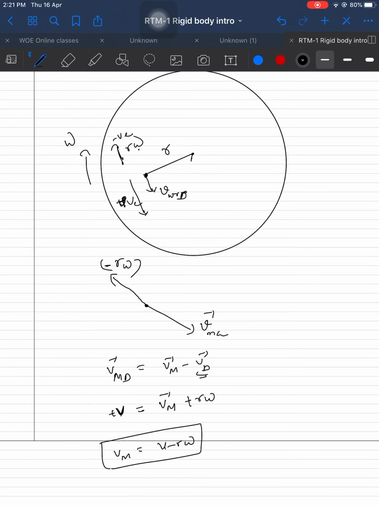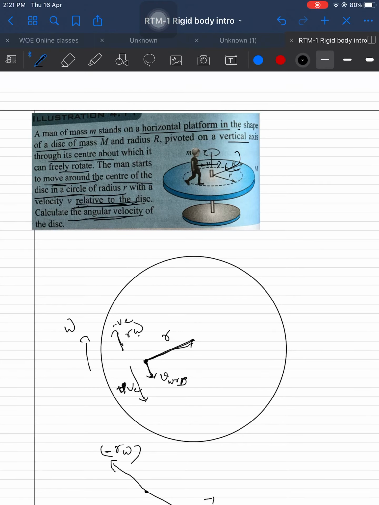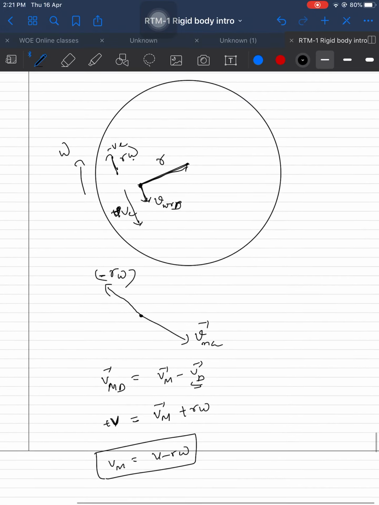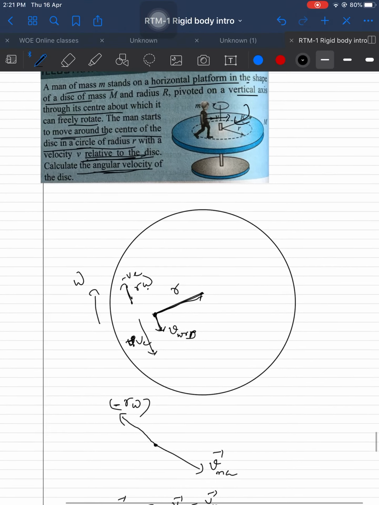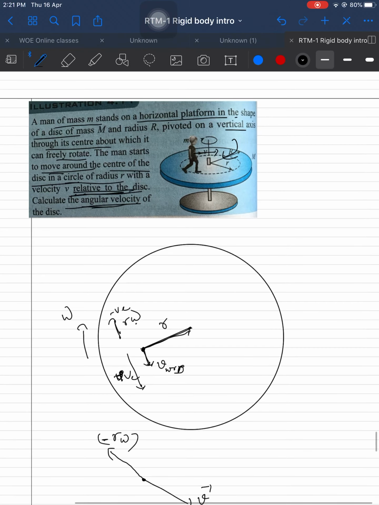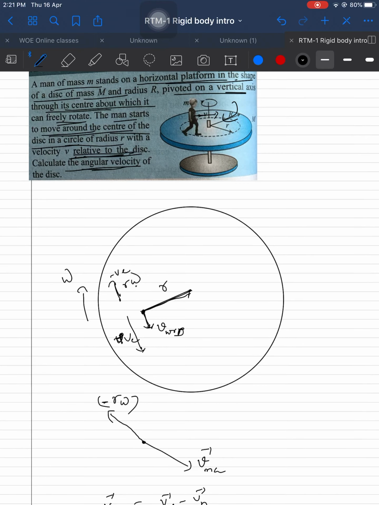Okay, when the man is present here, his velocity is given as v minus r omega. So what he is asking is to calculate the angular velocity. So initially, as per the question, omega is known. A particle in the shape of a disk of mass m and radius r is pivoted on a vertical circle and freely rotates, and a man starts moving. So I1 omega 1 is equal to I2 omega 2, you can write.